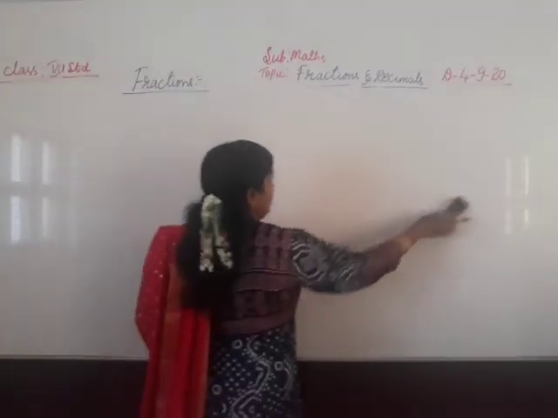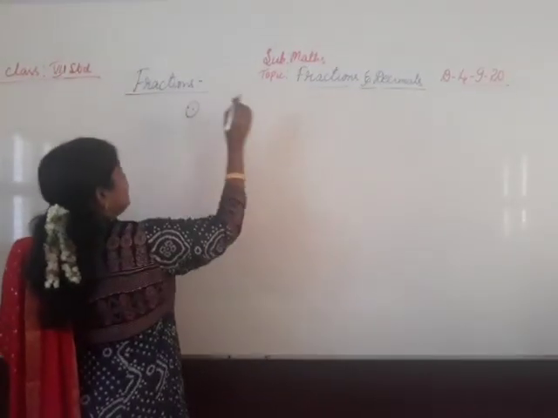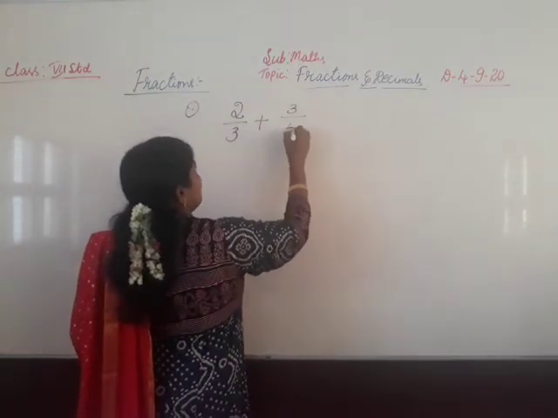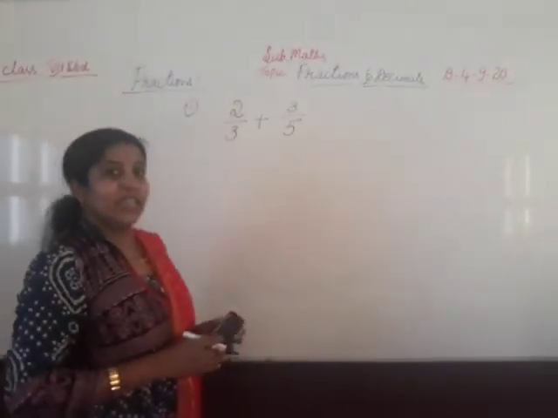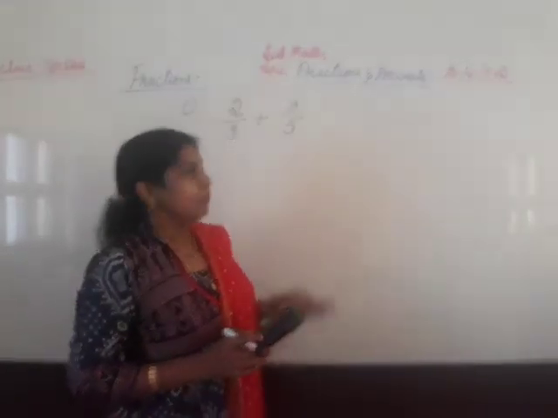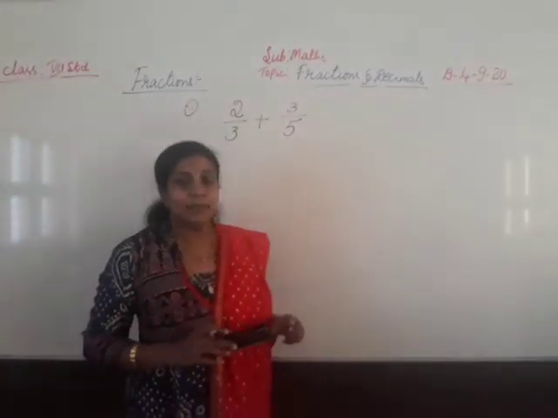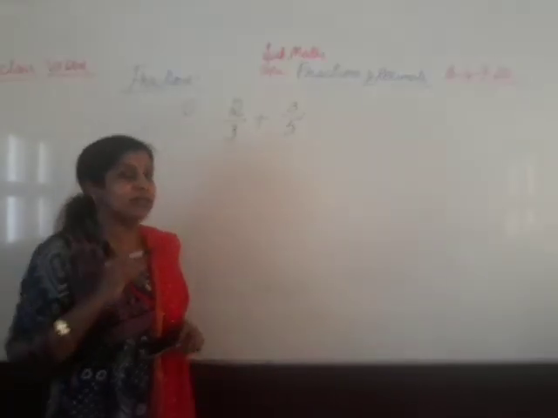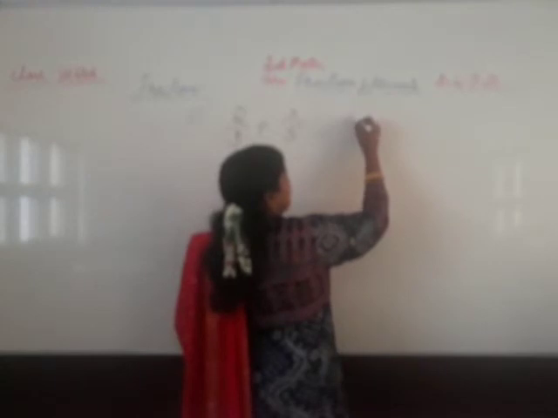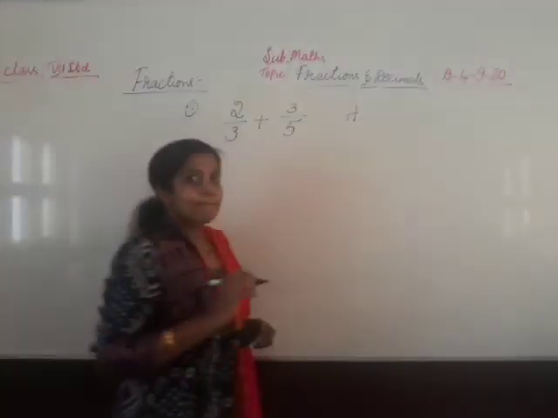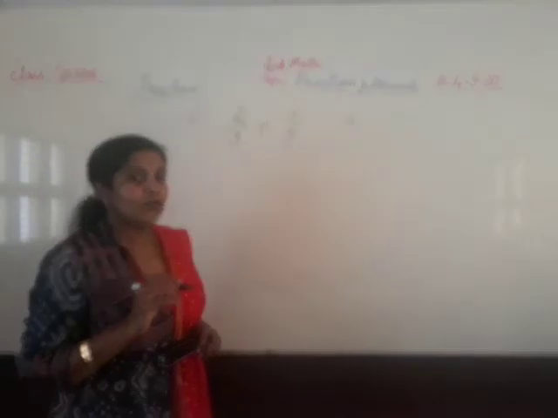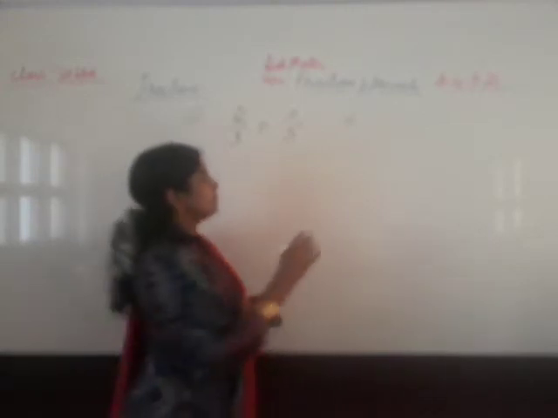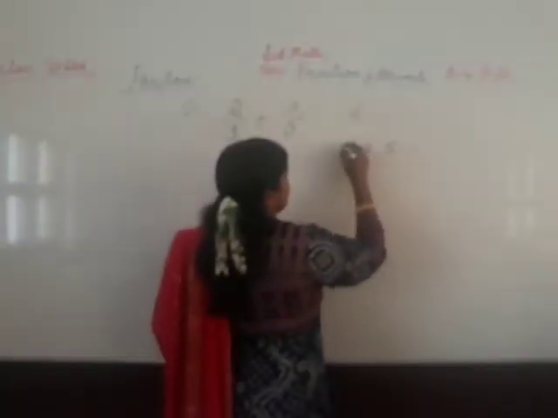Okay, now addition of fractions with different denominators. 2 by 3 plus 3 by 5. Here denominators are not same. So what we have to do? In the last year we had one more new concept we have learned. What is that? Do you remember that? What we have to find out? When denominators are not same, we have to find out what is this?